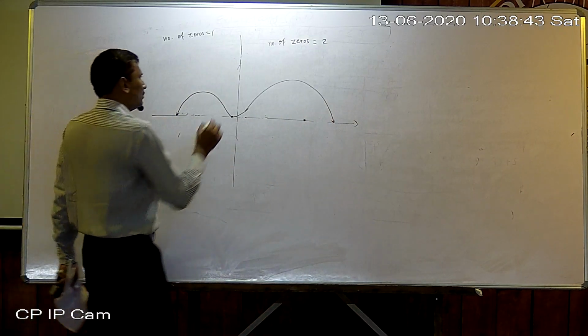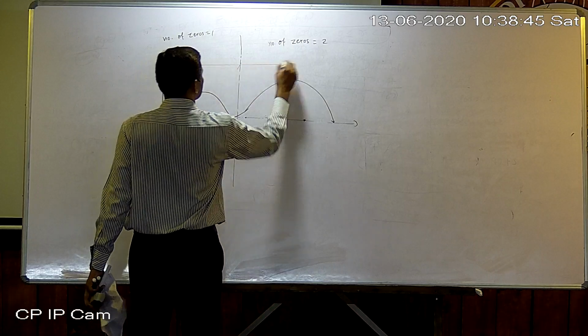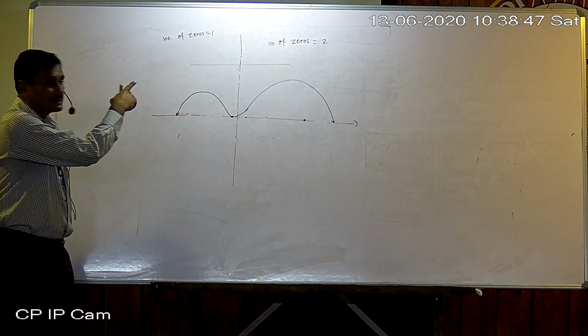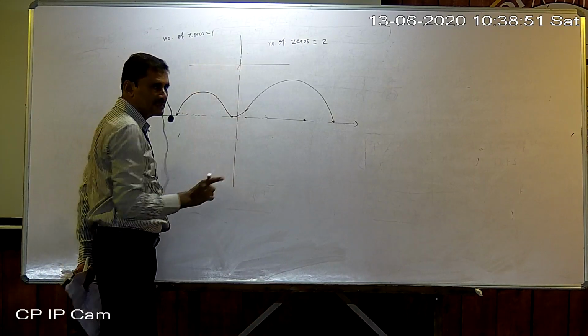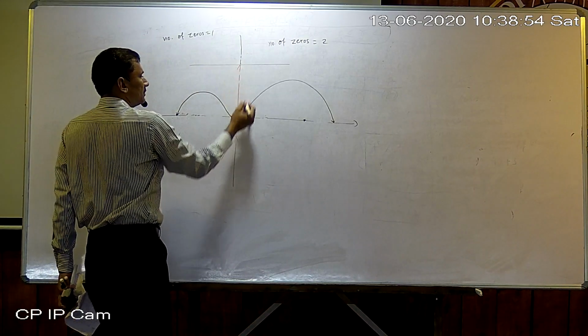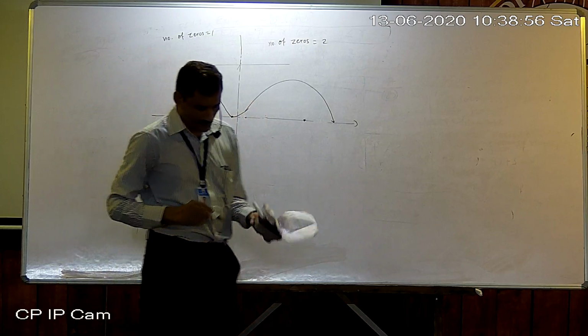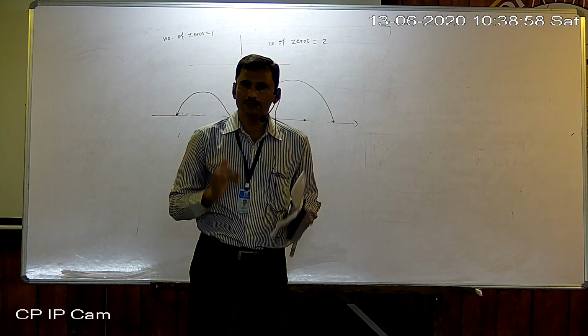Okay. Now suppose the graph is given of this type. So the number of zeros is 0, because it is intersecting the y-axis, not the x-axis. So here the number of zeros is 0, and here the number of zeros is 3. I think it is enough to understand this concept.